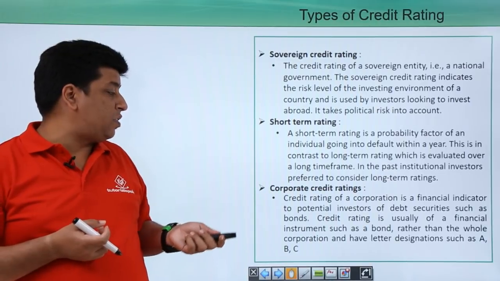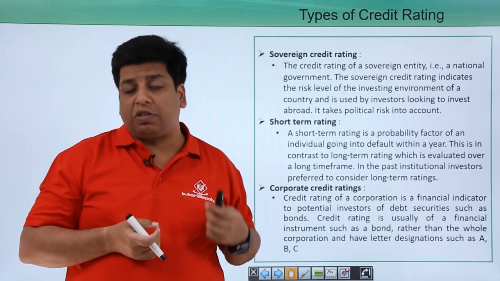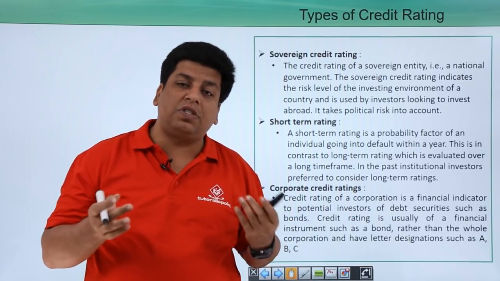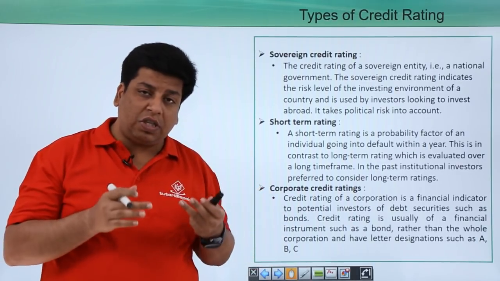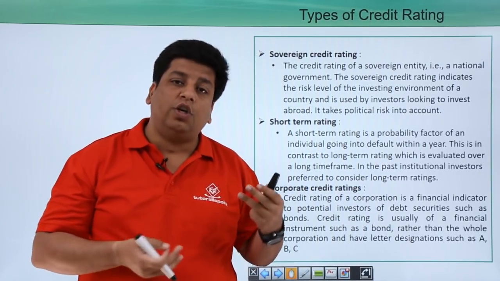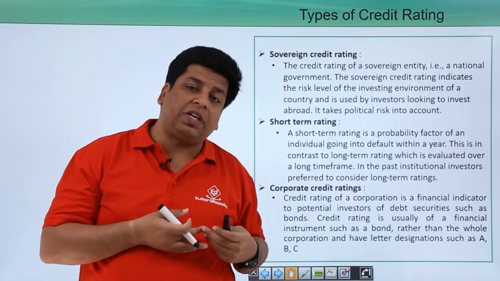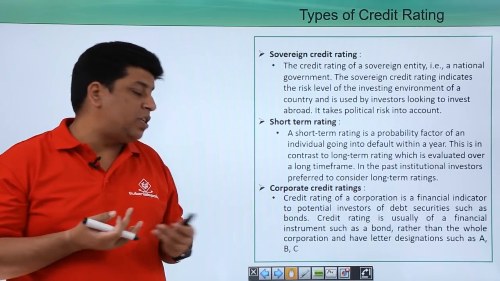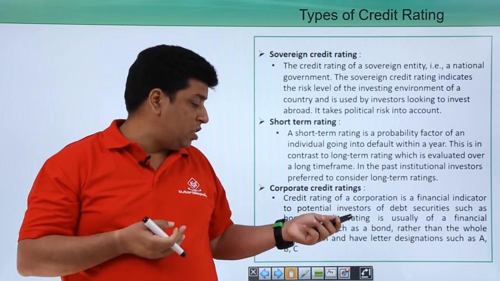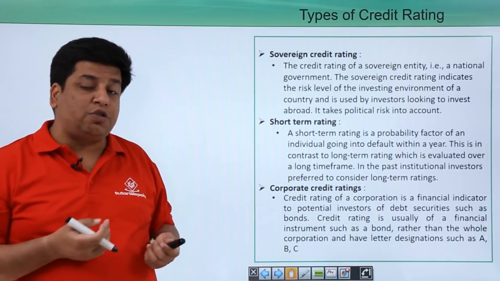The third one is your corporate credit rating. Here basically the securities issued by the corporates will be rated. So it's not the corporate which is rated overall, but the security which is issued by the corporate. Let's say the corporate is issuing a bond, so the bond issued by that corporate is rated by the credit rating agency, and that kind of rating is known as corporate credit rating. The ratings would be denoted by letter designations such as A, B, C and so on.